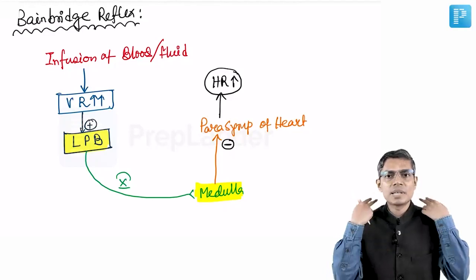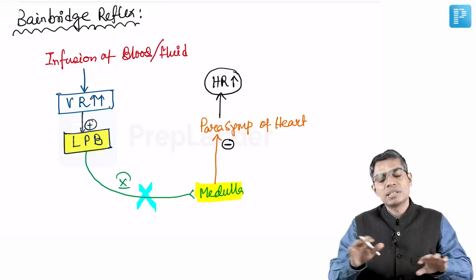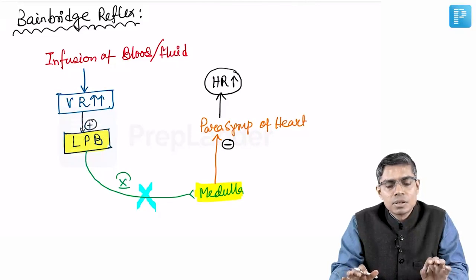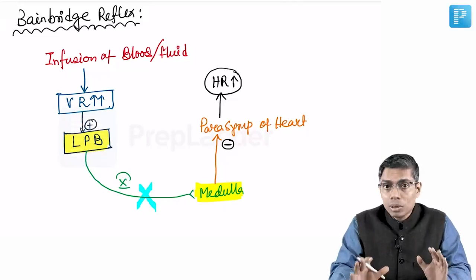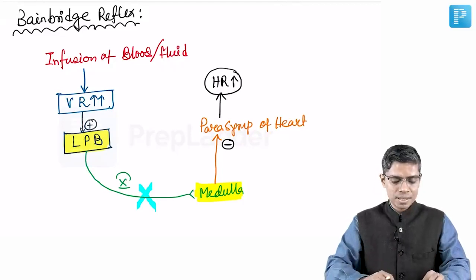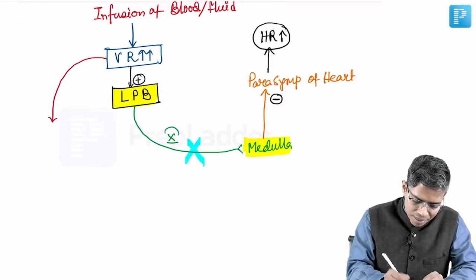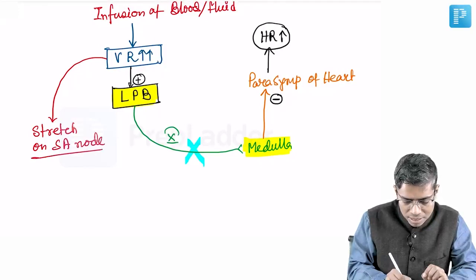in the experimental animal, the vagus is here. So what will happen to the Bainbridge reflex? The Bainbridge reflex will be abolished, meaning the heart rate is not going to increase. But please note down, heart rate will still increase even after cutting off the bilateral vagus, although the Bainbridge reflex will be abolished. Why? You know that if your venous return is high, there is a secondary effect, and that secondary effect is direct stretch on the SA node, which is located at the level of the right atrium.